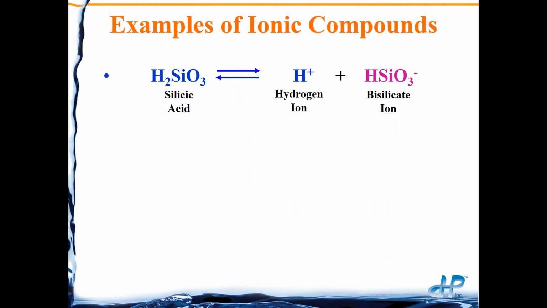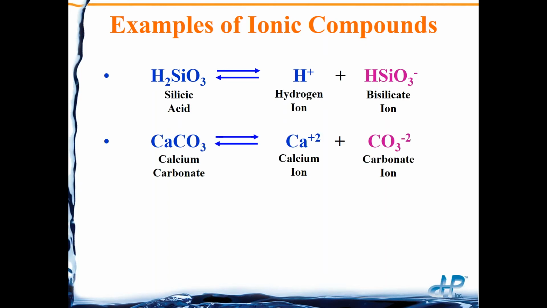So in this reaction here, we see silicic acid. Well, silicic acid is a weak acid, so it is mainly not dissociated, which would mean it was uncharged. So a conductivity meter would not measure silicic acid, but the little bit that ionizes, the bisilicate ion, would be measured by a conductivity meter.